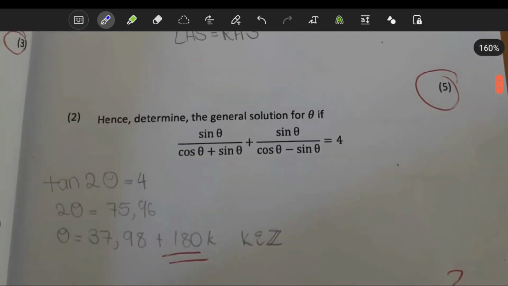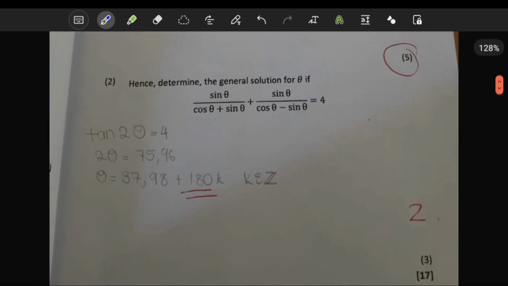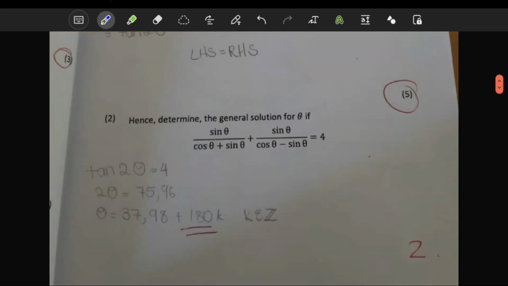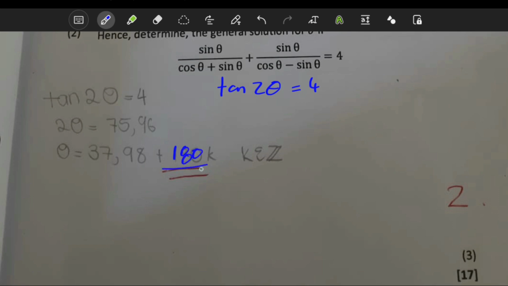Let's see, what is the next question? The next question is out of 3, right? They said hence determine the general solution of theta. So firstly, if you look, this expression here is equal to tan 2 theta. So on the left here we can look at it as tan 2 theta equal to 4. Getting the general solution here, we can get our reference angle first, and then this is going to be plus k180 over 2, because here you divided by 2 to get theta on its own. So theta is equal to 37.98 plus 90k, where k is an element of integers.